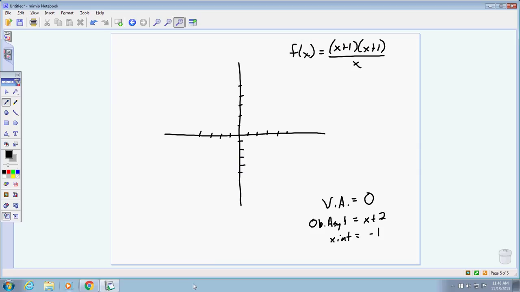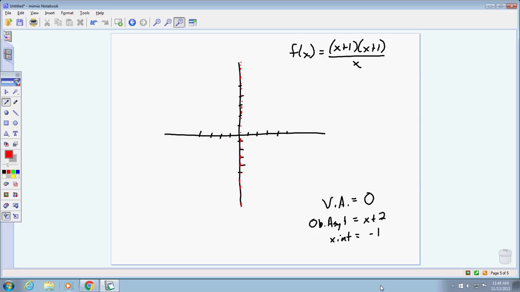You notice we don't have any holes on this one, eh? Let's use red. I like red. Okay, vertical asymptote at x equals 0. There's our vertical asymptote. We don't have a horizontal asymptote. We have an oblique one, and it's the equation y equals x plus 2.